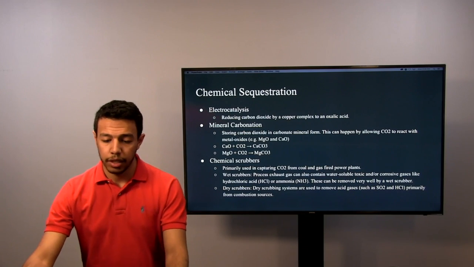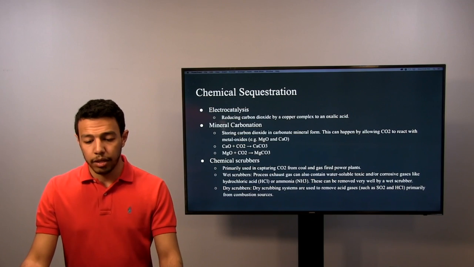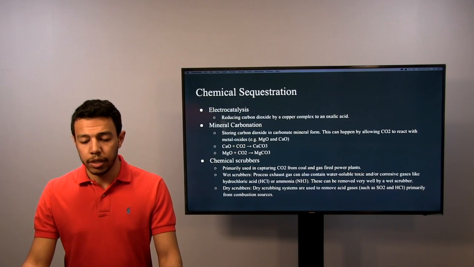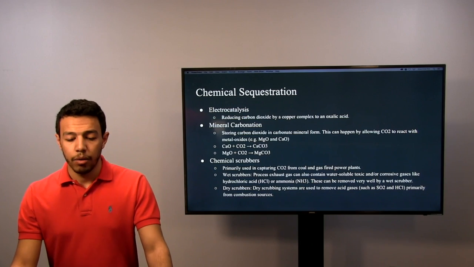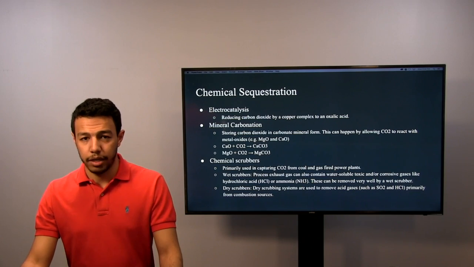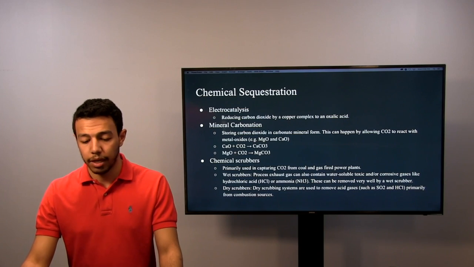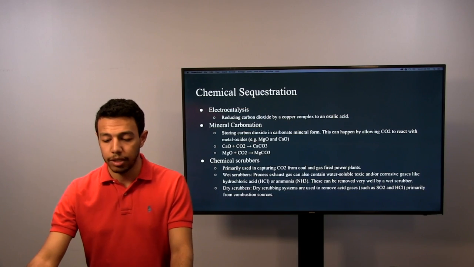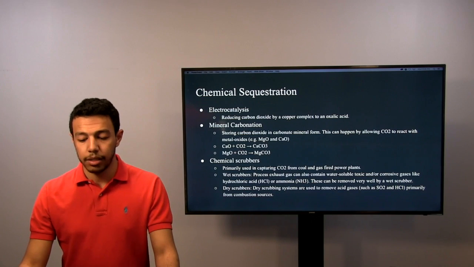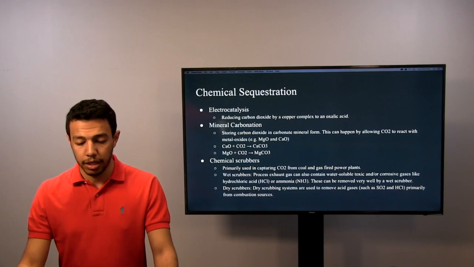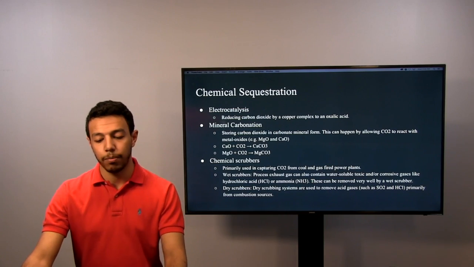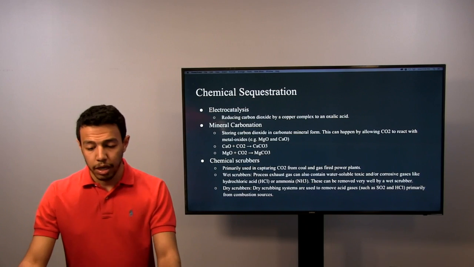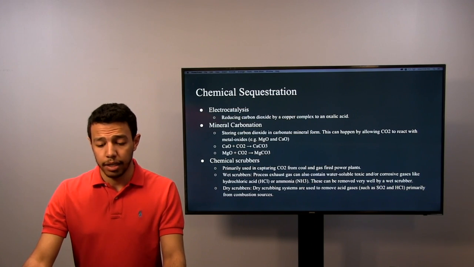Chemical sequestration can happen in three types, mainly electrocatalysis. It's reducing carbon dioxide by a copper complex to an oxalic acid. Mineral carbonation is another way, where we would be storing carbon dioxide in carbonate mineral form. This can happen by allowing CO2 to react with metal oxides, for example magnesium oxide and calcium oxide. As you can see here, calcium oxide and magnesium oxide both react with carbon dioxide to form CaCO3 and MgCO3.